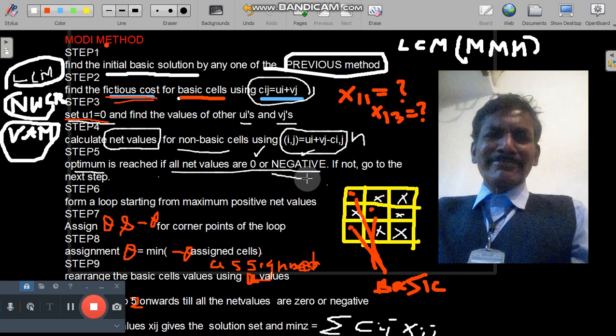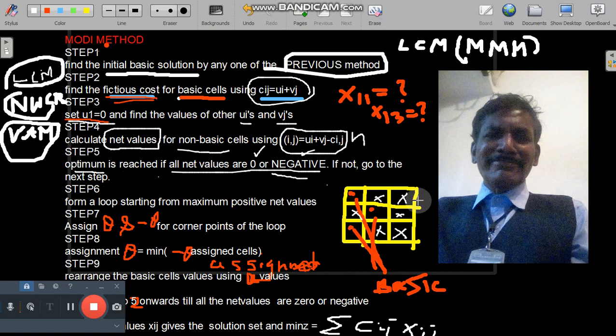Suppose not, I mean any one of the net values is positive. If any one net value is positive or more than one net values are positive, then we have to go to the next step. That's a very, very important step that you have to understand.